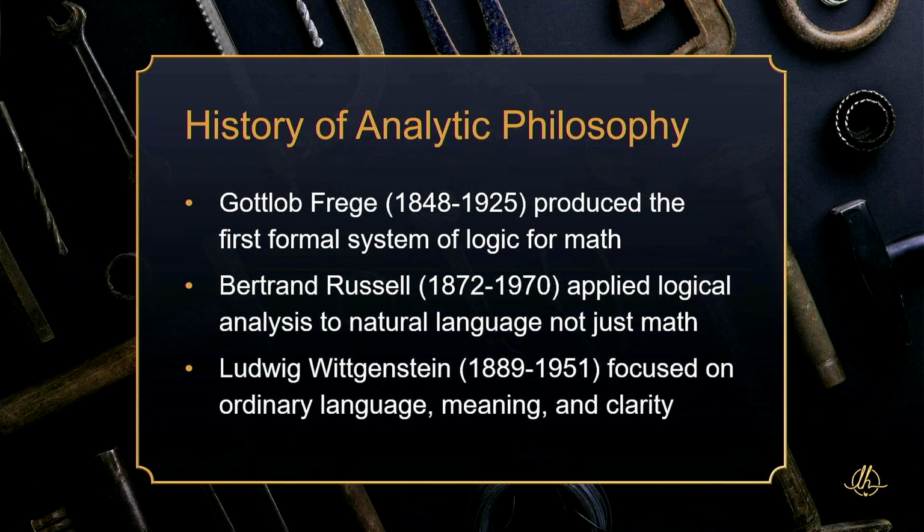Next, we had Ludwig Wittgenstein, and he focused on ordinary language, meaning, and clarity. Now, Wittgenstein is important, or Wittgenstein is how you say it for the Germans, but he's important because of, especially for a lot of things, but what I want to draw your attention to is this word clarity. This is a big deal to analytic philosophers. Analytic philosophers do not want to write in such a way that there is ambiguity. Ambiguity means like it could mean this or it could mean that.